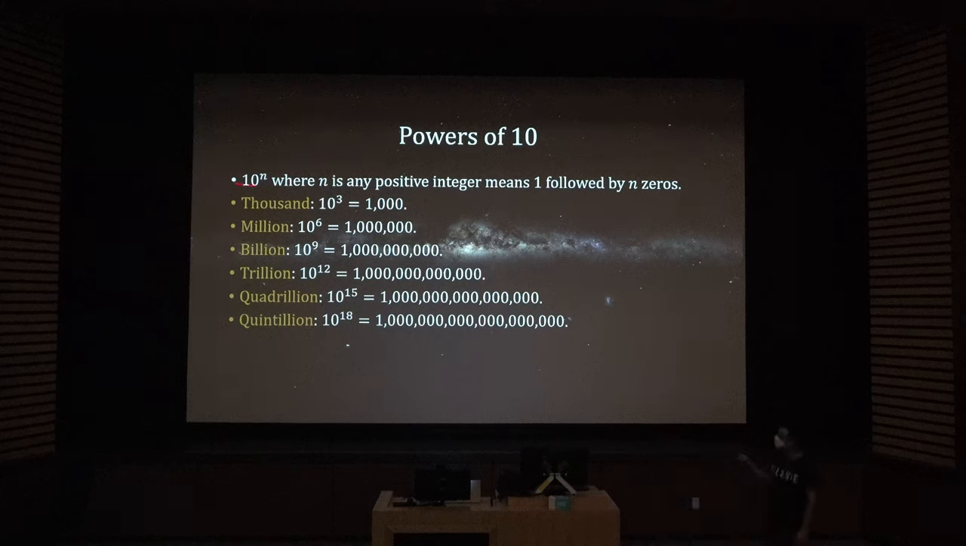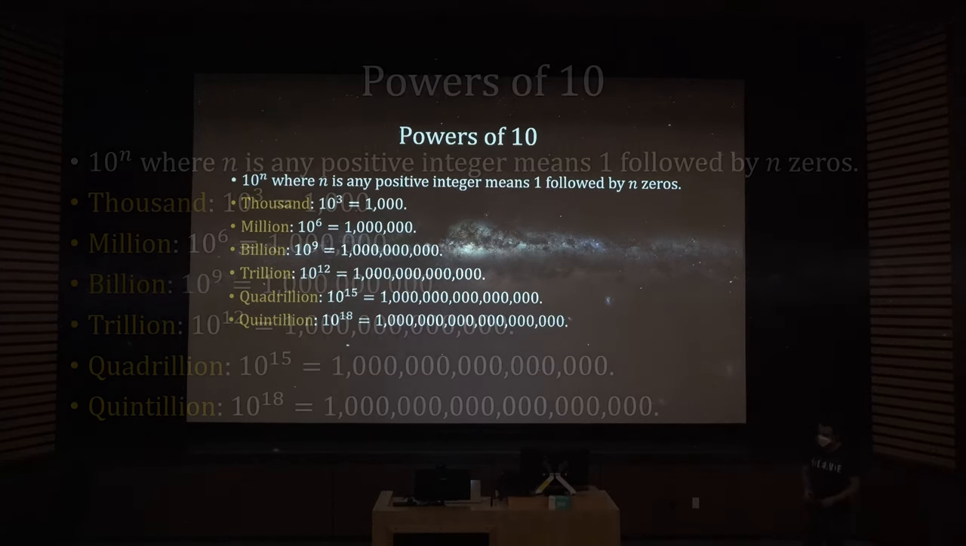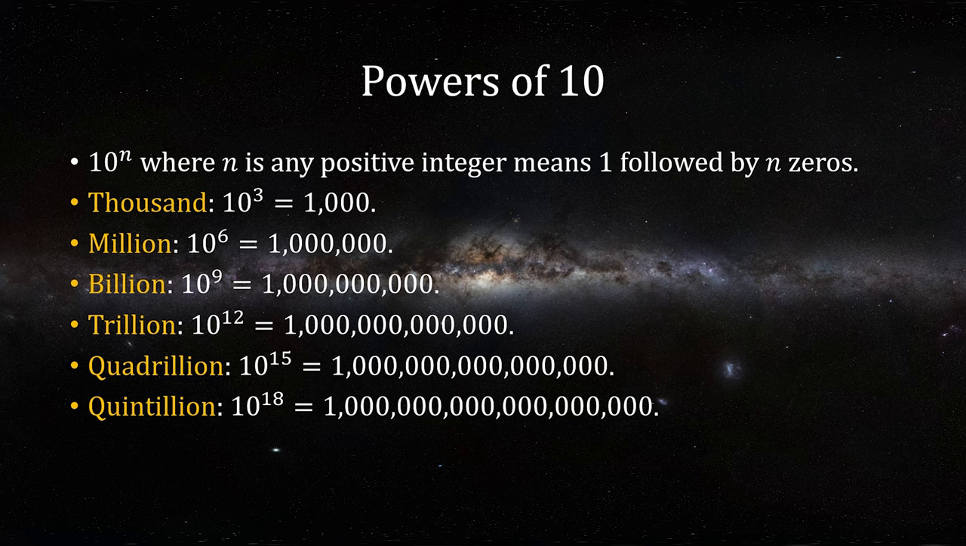Okay, 10 to the n is a power of 10. So if you see something that looks like 10 and then an exponent n, where n is a positive integer, that means, very simple, 1 followed by n zeros. So 1,000 is 10 to the 3, so n equals 3. So it's 1 followed by 3 zeros. 1,000,000, 10 to the 6, is 1 followed by 6 zeros. 1,000,000,000, 10 to the 9, is 1 followed by 9 zeros, and so on. So all these numbers we learned about last time are just 1 with some number of zeros after it.